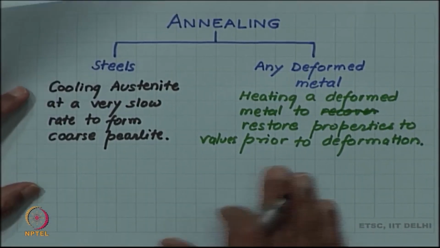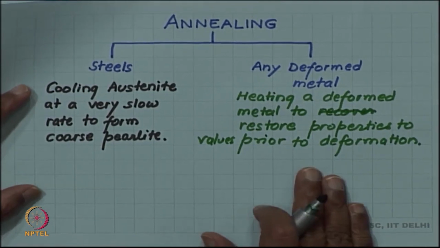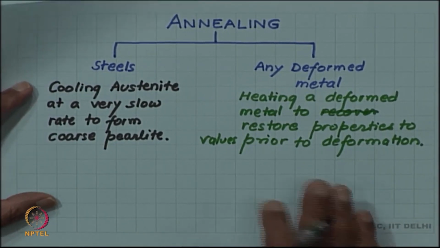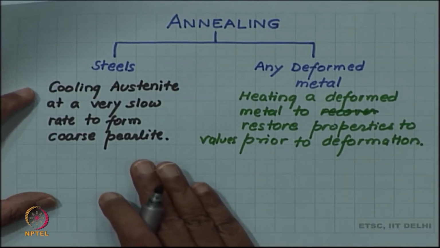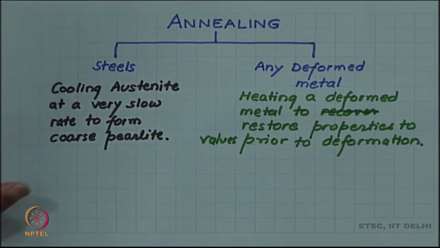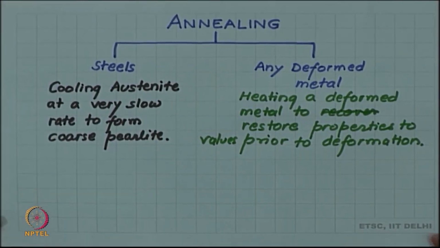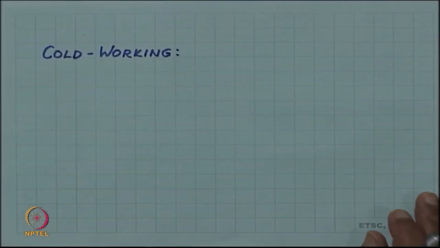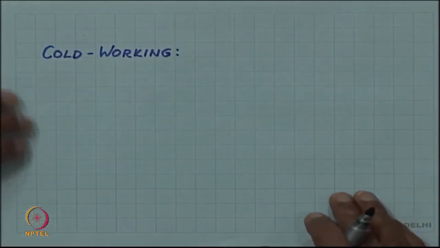So, one should distinguish between two different kinds of annealing or two different uses of the word annealing. In case of steels, it is cooling of austenite. In case of deformed metal, it can be any metal which is being deformed and is being heated to restore some of its properties. Let us see what is involved in this kind of annealing.